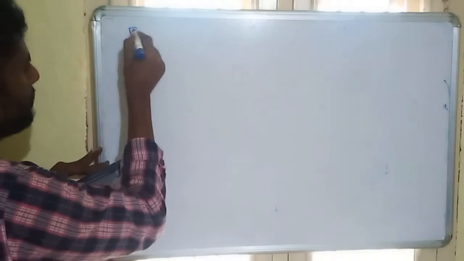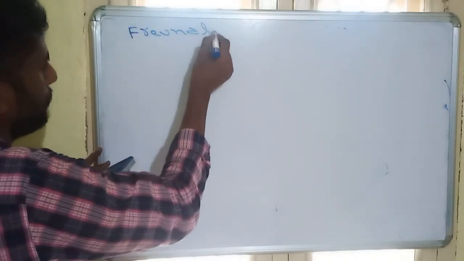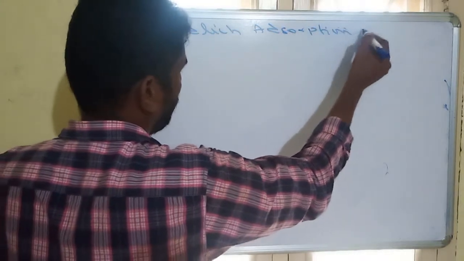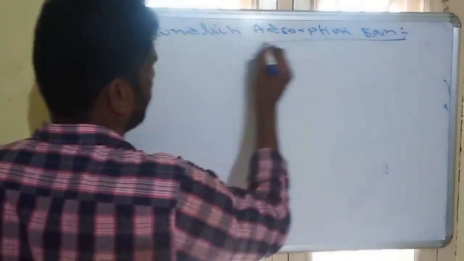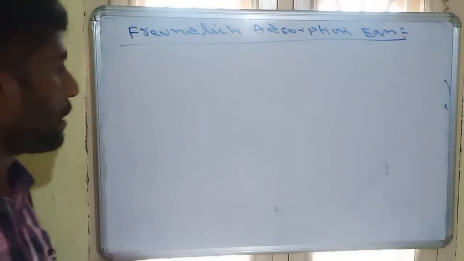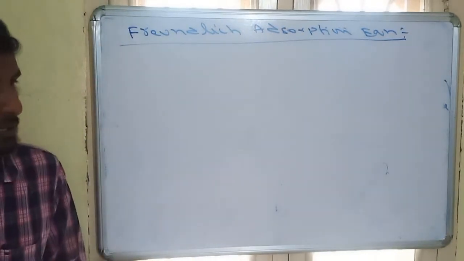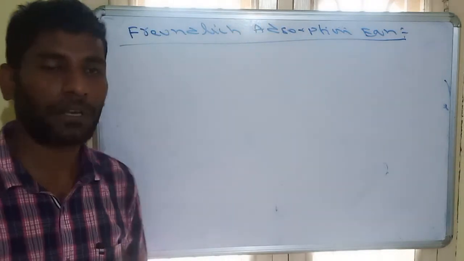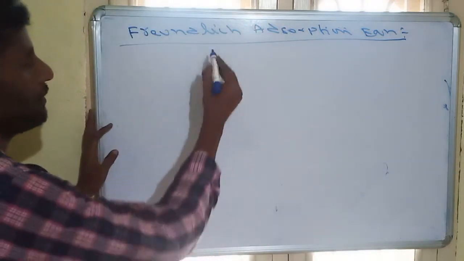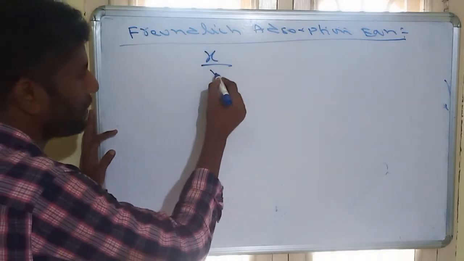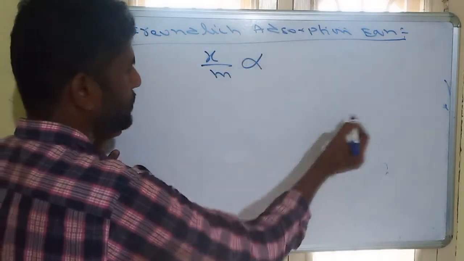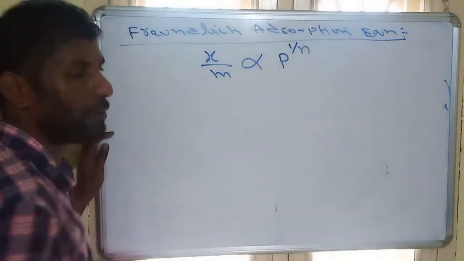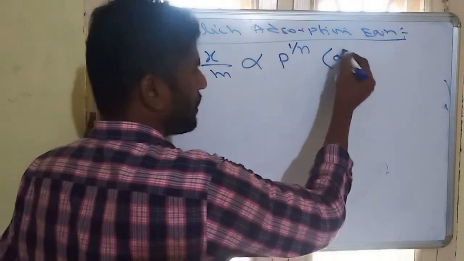So the next one is Freundlich's adsorption equation. What exactly does Freundlich say? As I told, adsorption is directly proportional to pressure. According to Freundlich, the amount of adsorption is directly proportional to pressure raised to some power 1 by n at constant temperature.